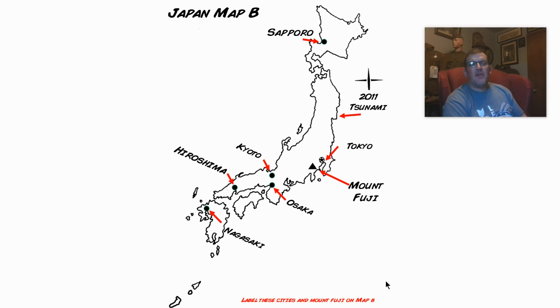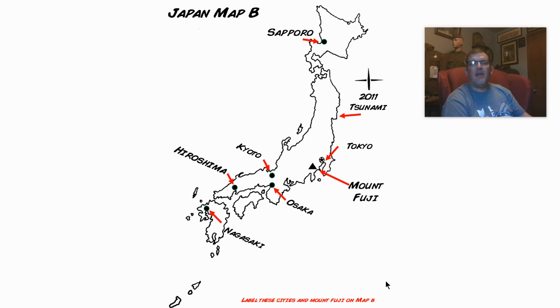All right, some other things that we needed to label on map B, and we'll just kind of start in the north and work our way south. On the island of Hokkaido is a very important city called Sapporo. Continuing south, you see the little arrow that's got the label 2011 tsunami. In 2011, the island of Honshu was hit by a very, very powerful tsunami that caused a massive amount of destruction. And we'll talk more about that when we work on our Chapter 18, Section 1 notes.